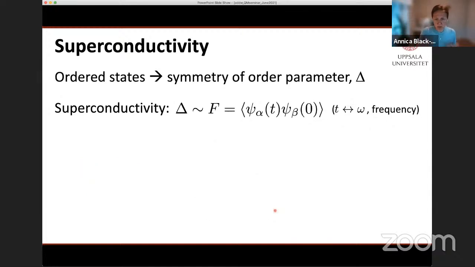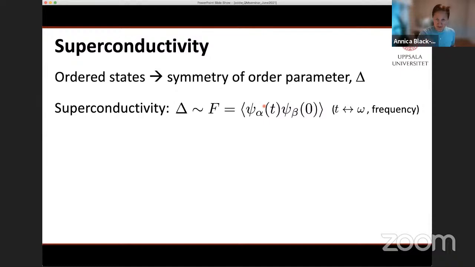But what you could do, in principle at least, and I'm going to show you that it happens very frequently, is say, okay, what happens if I form a Cooper pair where I pair the two electrons not at the same time? So they have an internal relative time difference, t. And if you have a relative time difference, well, you can Fourier transform and you get a frequency dependence.